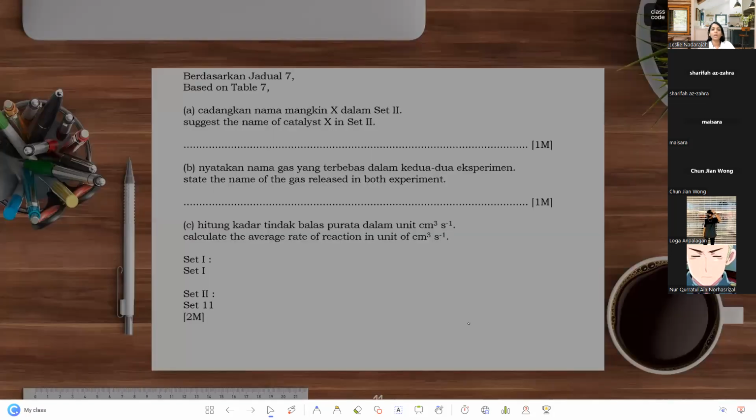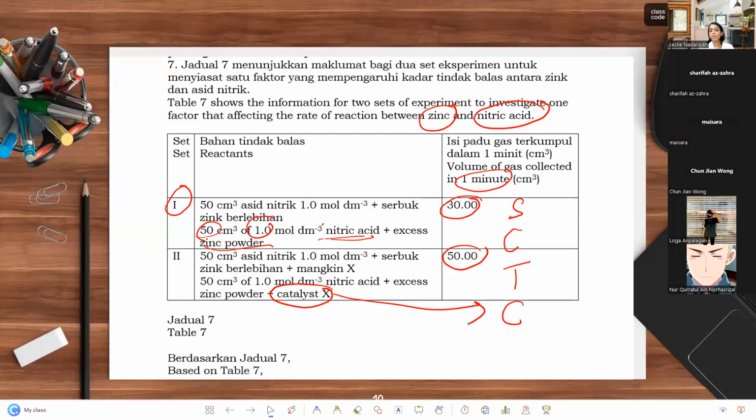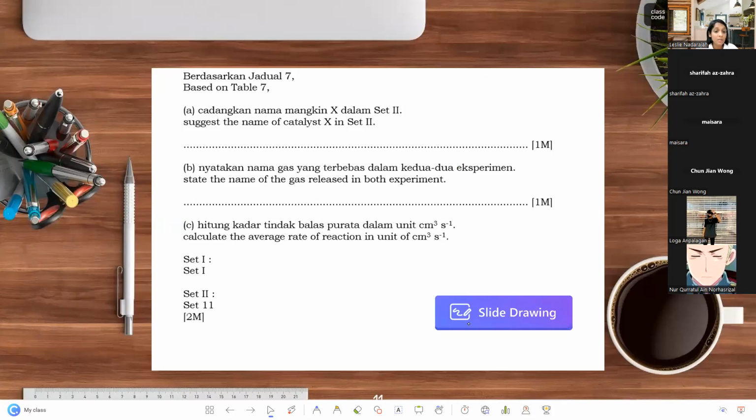We're going to look at the first question. What is the name for the catalyst in set 2? I want to teach you. In chemistry, the catalyst is like a lock and a key. I think I told you before. You cannot use the same catalyst for something else. So when you have zinc reacting together with a nitric acid or any acid, you will only have one catalyst. Can anybody tell me what the catalyst is?